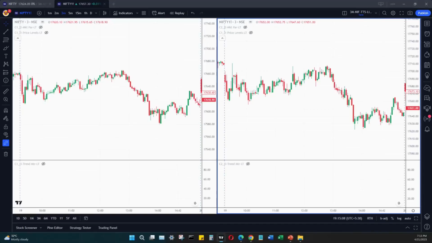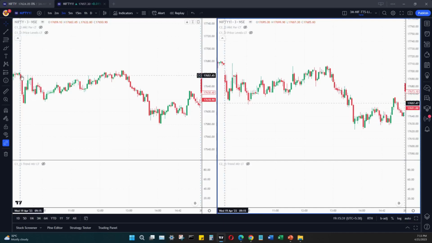Perfect. So you're looking at the two chart view in the TradingView platform, the Nifty spot and the Nifty futures chart side by side. It is set to a 3 minute time frame. So before I bring on the three indicators, let's look at the chart and see the kind of price action it has made. It's quite interesting, right?